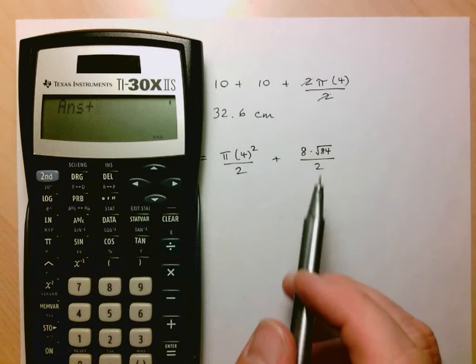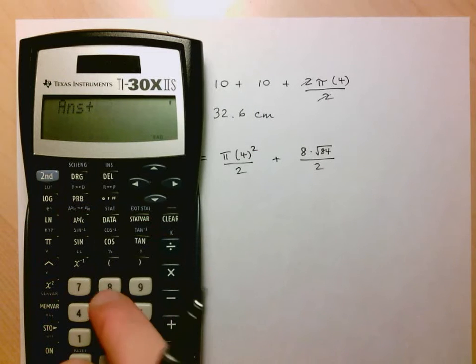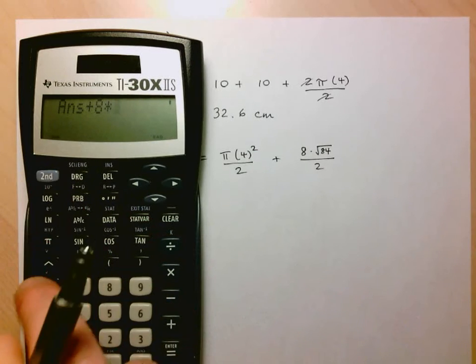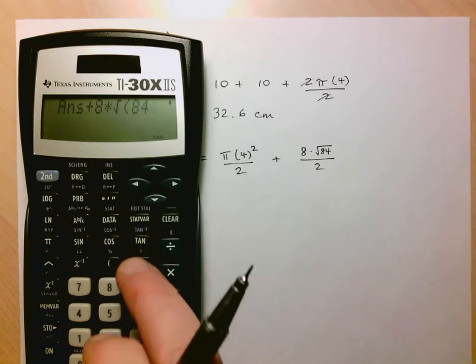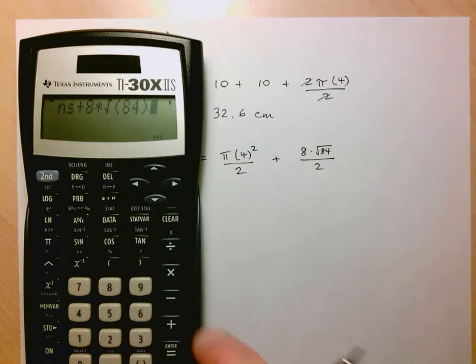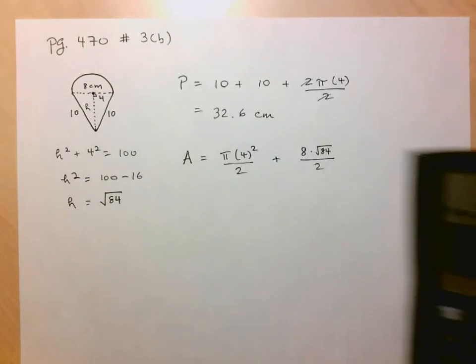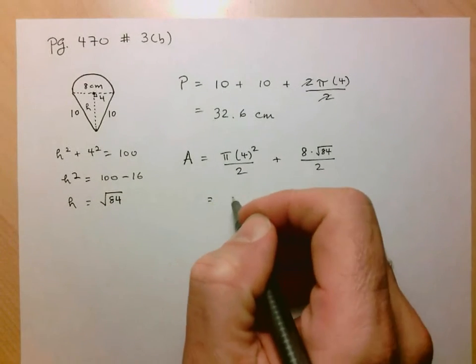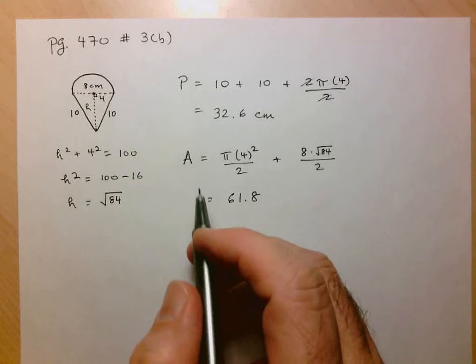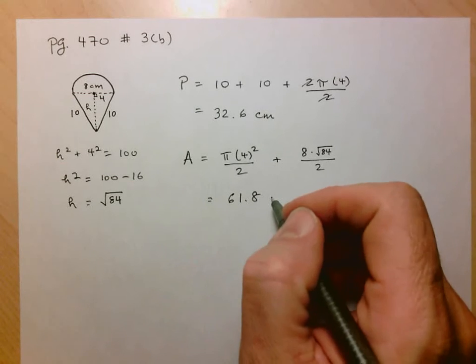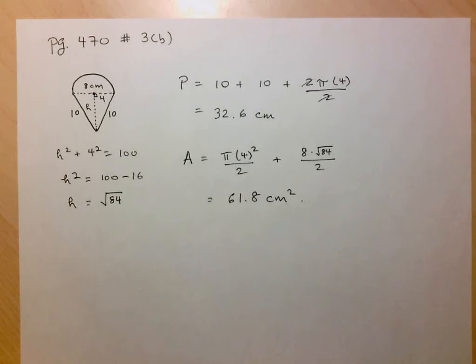And I'm going to add the area of the triangle. So 8 times square root of 84. Close that off. And divided by 2. And I get my final answer here of 61.8. So that's equal to 61.8. And since this is area now, this is going to be centimeters squared.